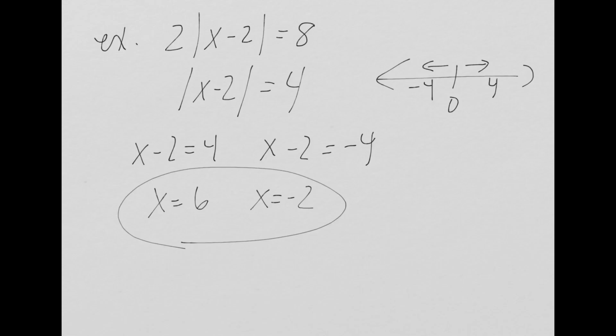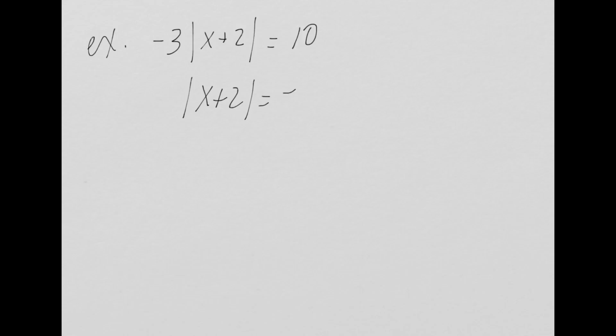So whenever you see the absolute value is equal to a number, to get rid of that absolute value, you're going to say either it's A or it's -A. Let's do one more of these. How about -3 times the absolute value of x plus 2 is equal to 10. Just like we did on the last one, you need to get the absolute value by itself. So I'm going to divide both sides by -3. Oops. I'll get -10 over 3.